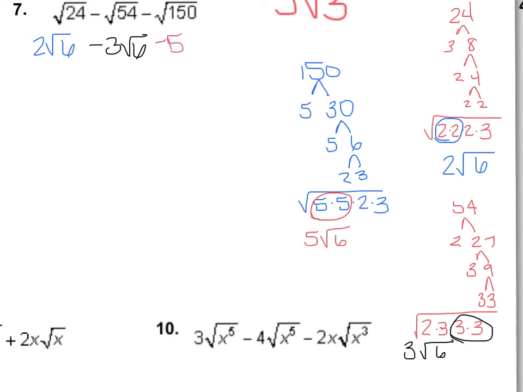So minus, because there's a minus sign there, 5 square root of 6. Well, all of these are like terms because they're all just square root of 6. So I just need to figure out what's 2 minus 3 minus 5. Well, 2 minus 3 is negative 1, minus 5 is negative 6 square root of 6, and that would be my final answer.